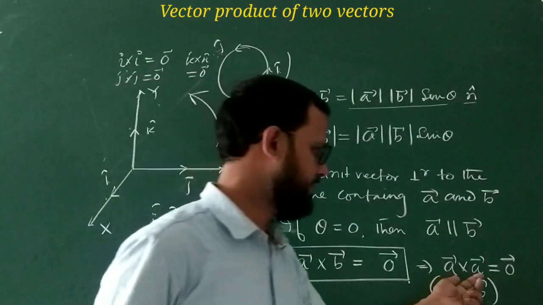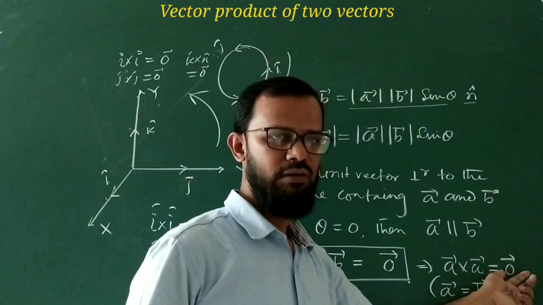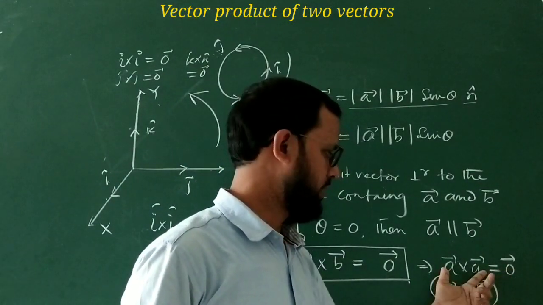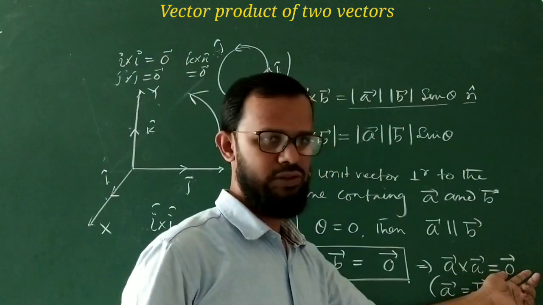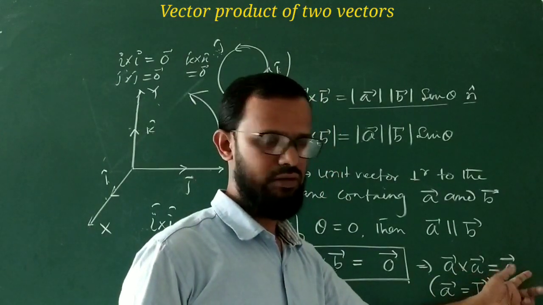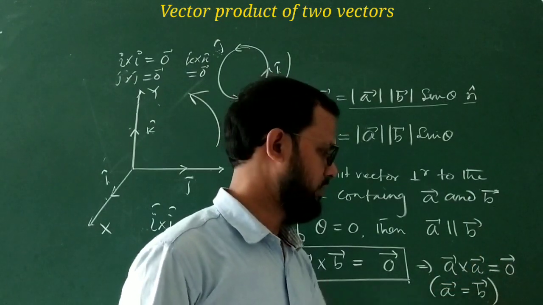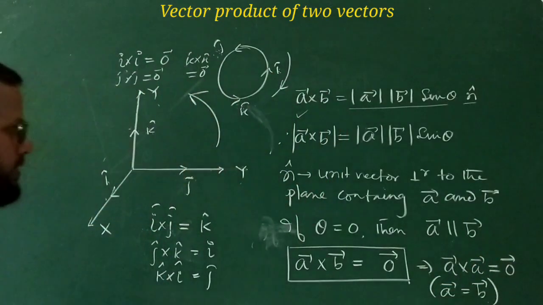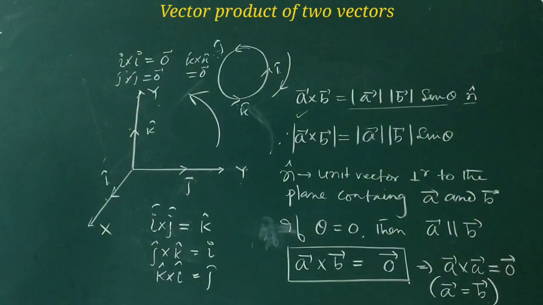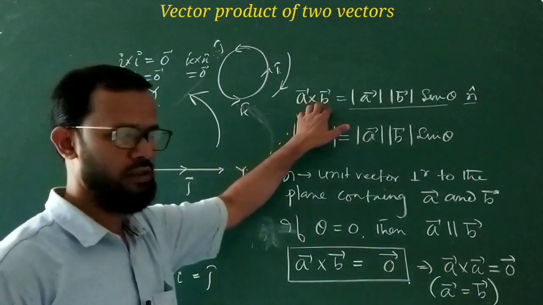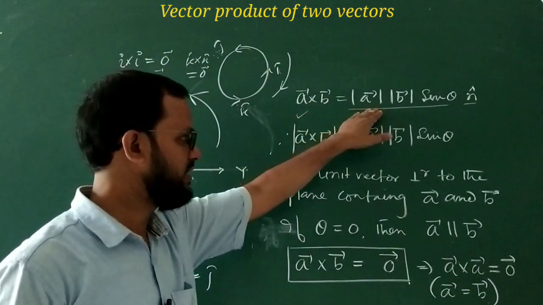Since the left-hand side is a vector, the right-hand side is also a vector. So it is the zero vector, because we know that the null vector is represented by this. This is called the zero vector. Understood? So these are the basics about the cross product, the vector product of two vectors. It is the basic definition.